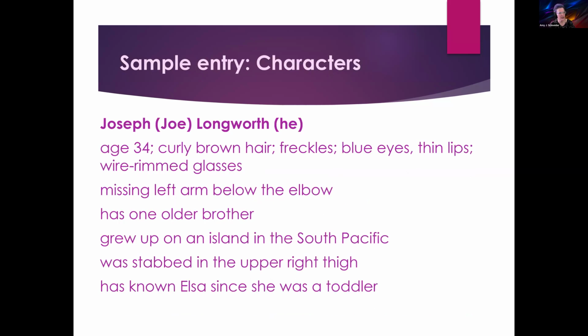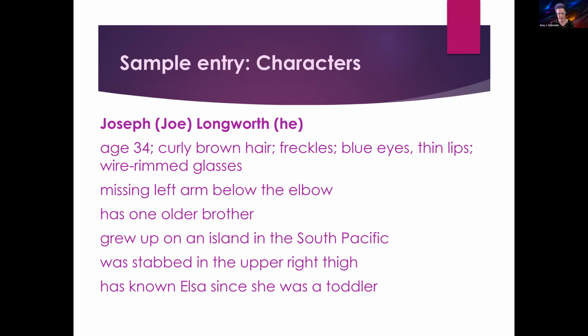So here's a sample entry, very simplified, of what I might put on my style sheet. First, I have the person's name and any nicknames and his pronoun, and then his age and physical description, some of his biographical background. He was injured in his right thigh, and a relationship to another person. So he's known Elsa since she was a toddler, so we can't have him say, "Oh, I didn't know anything about you when you were a teenager." So that's something you would put on there to have for reference.